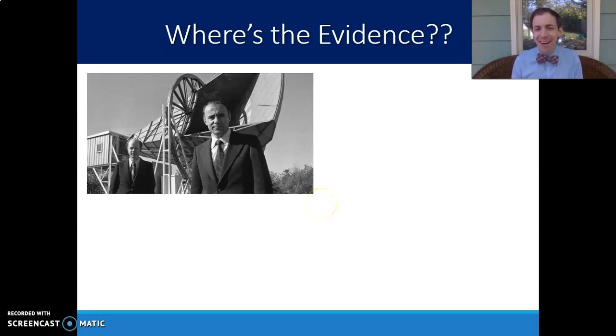And the evidence that was gathered, the strongest evidence that supported this theory, was actually kind of found by accident. And it's one of my favorite stories in science. It's from these two scientists, Penzias and Wilson. They were both scientists for Bell Labs, and they were actually doing some research on radio waves.